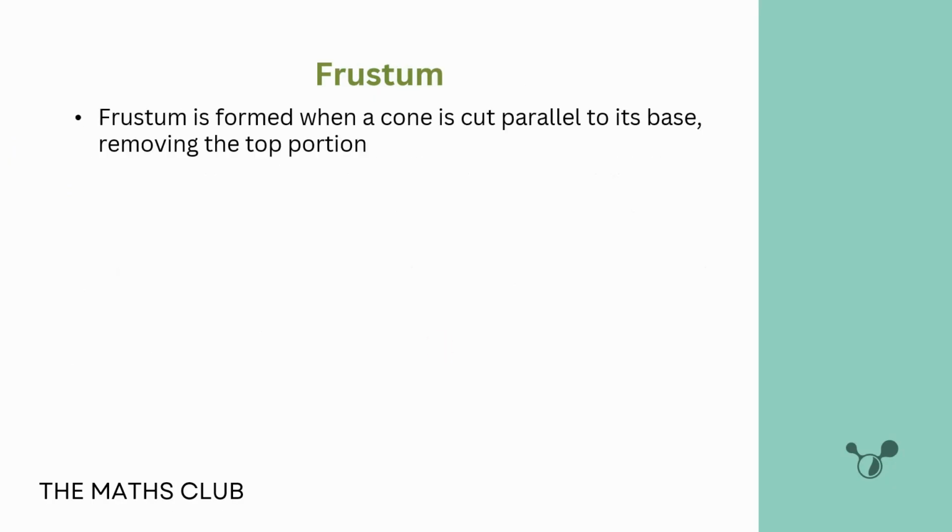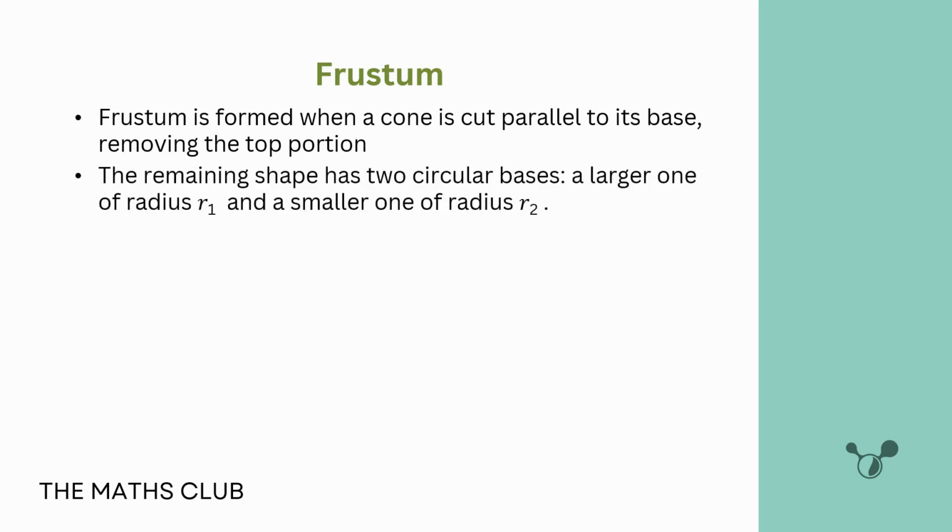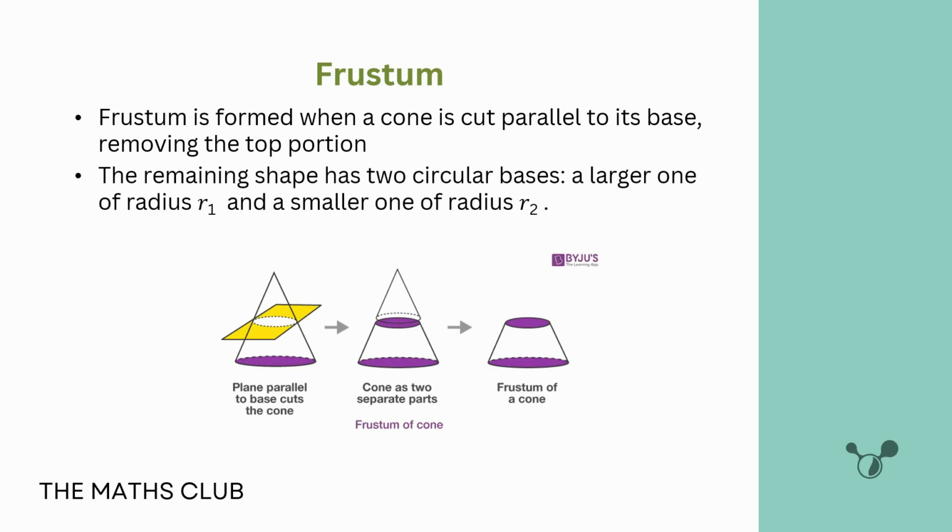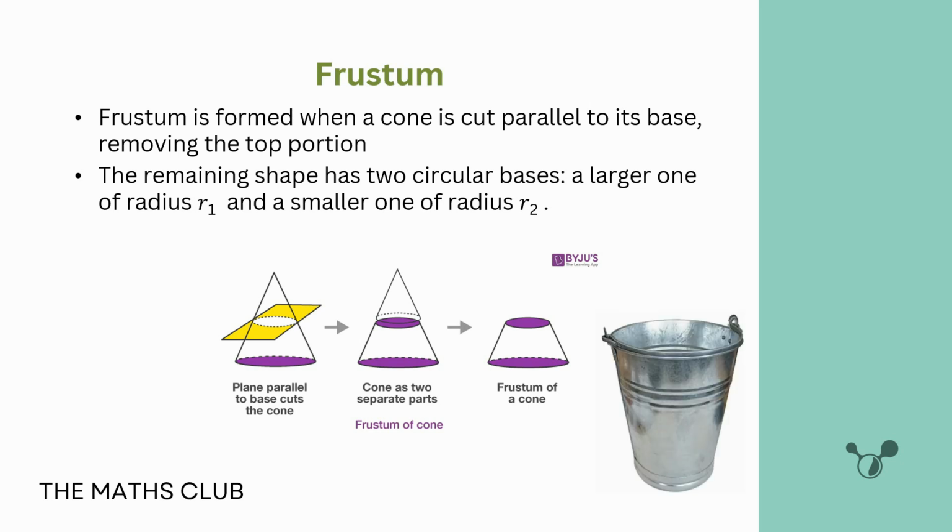Let's start talking about frustum. What is a frustum? A frustum is formed when a cone is cut parallel to its base, removing the top portion. Let me just go straight to the image. You can see it's cut parallel to the base. This is the base that you see. It's cut parallel to that base, then you remove the top portion. What you have there is the frustum. So it looks like the pail. I know some of you might not have noticed, but when I was in secondary school, we had these iron buckets, right? This iron bucket was a classic example of a frustum.